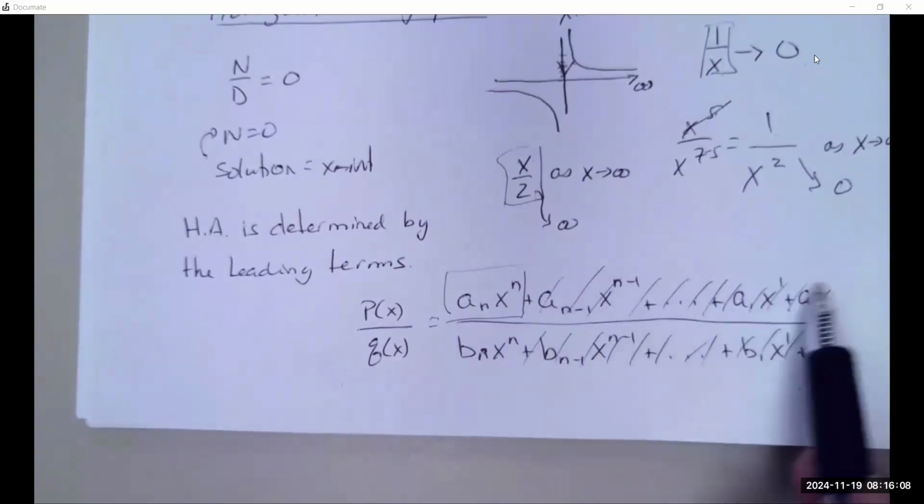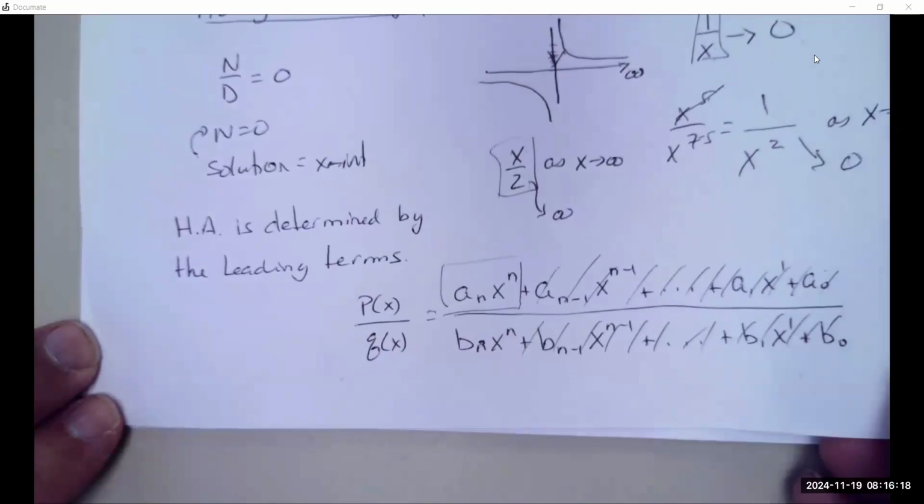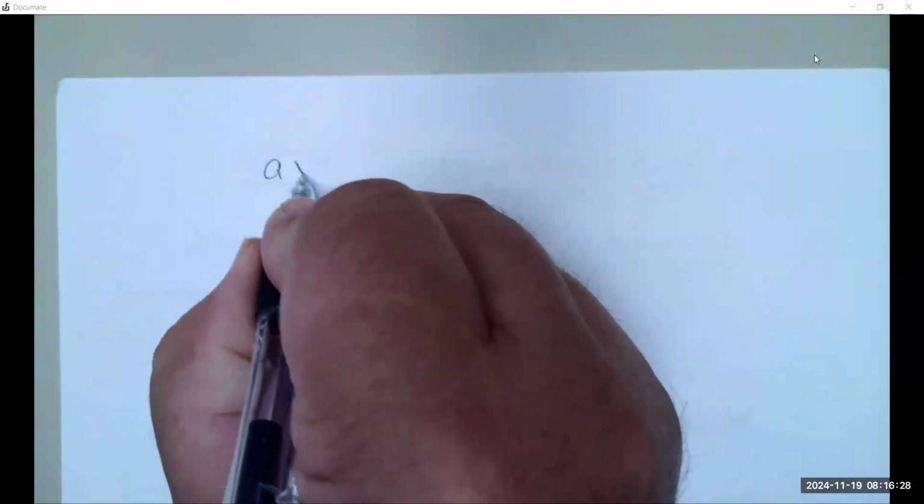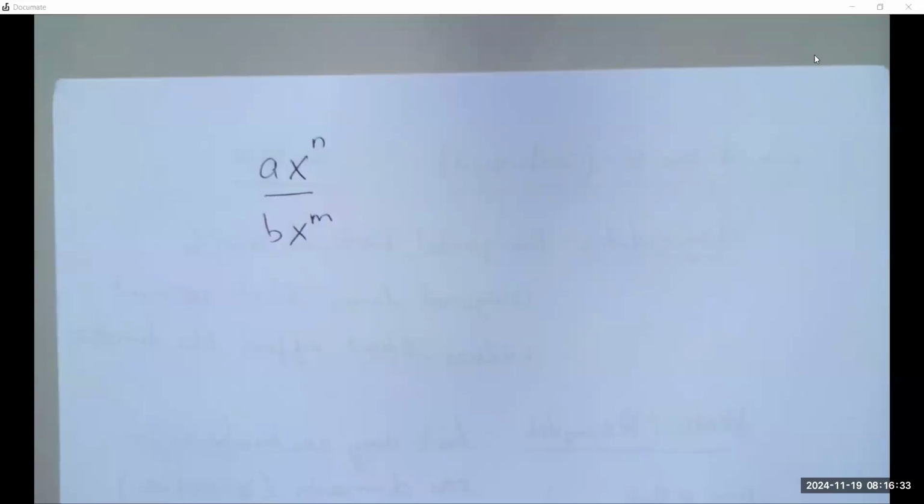Well, because the majority of the function of the polynomial is dictated by the leading term, the degree and coefficient. The rest of those just simply add curvature to it. But when it comes to horizontal asymptotes, it all depends on the leading terms. So what that gives us is this: ax to the n over bx to the, let's call it m, because they don't have to be the same. They could be the same, they could be different.